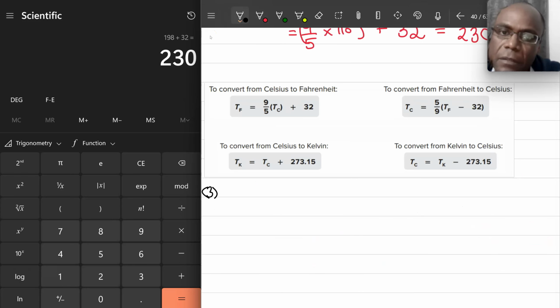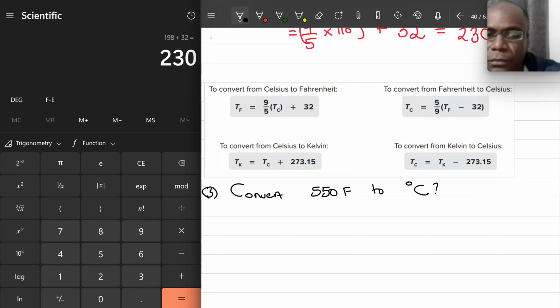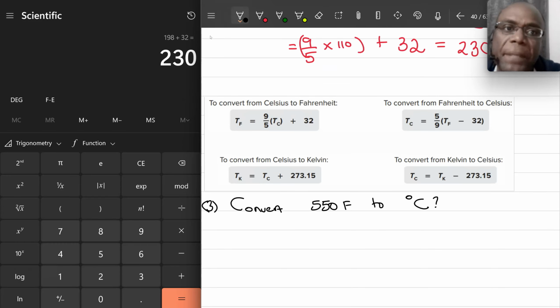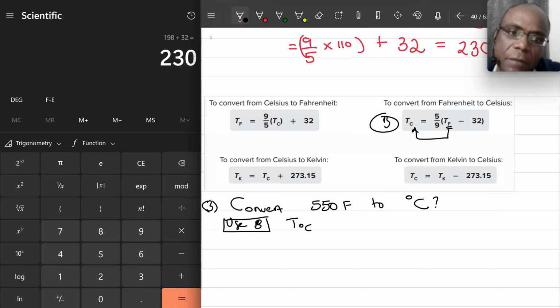Question number 3. I would like you to convert 550 Fahrenheit to degrees Celsius. To do so, I will use formula B, because that's the one that moves from Fahrenheit to degrees Celsius. In that case, the formula is degrees Celsius equals 5/9 of the difference of degrees Fahrenheit minus 32.